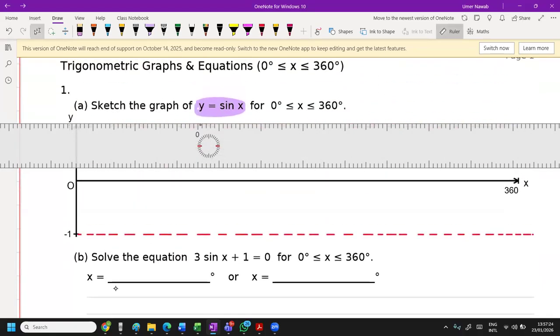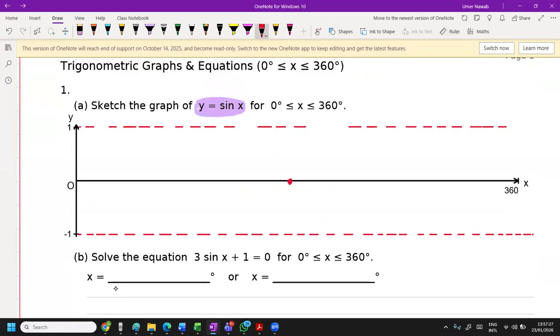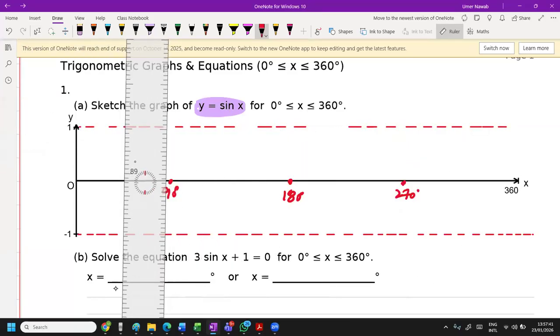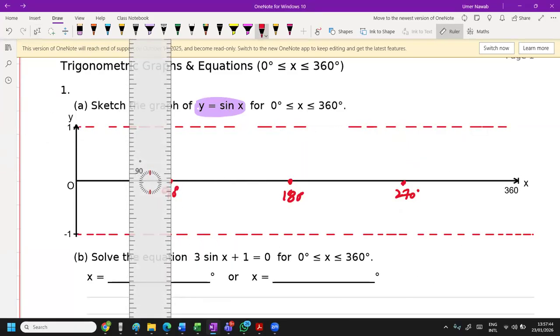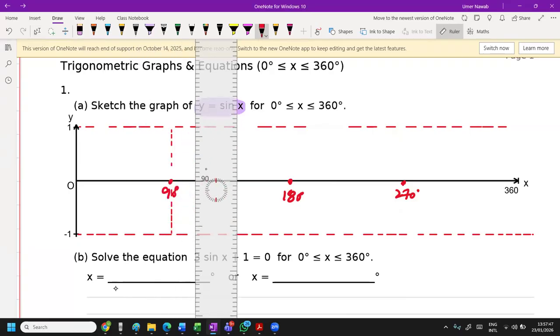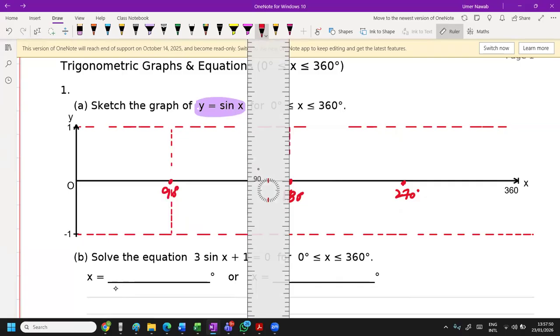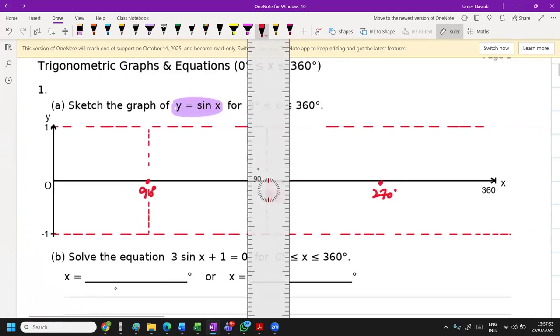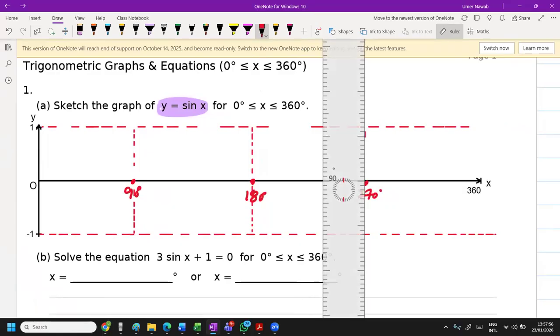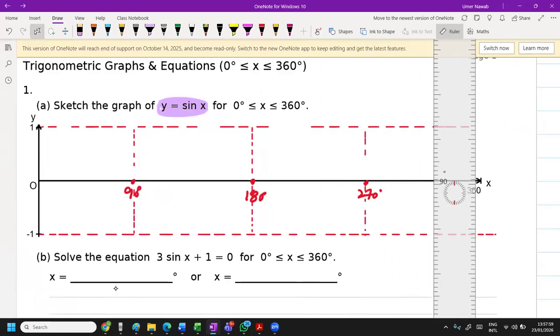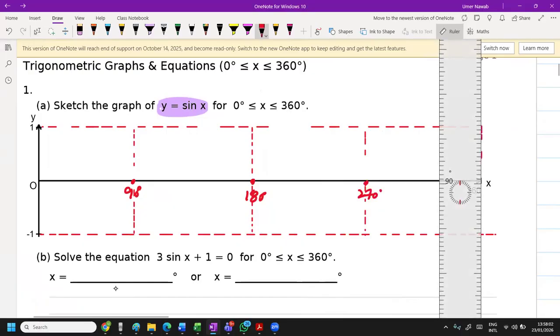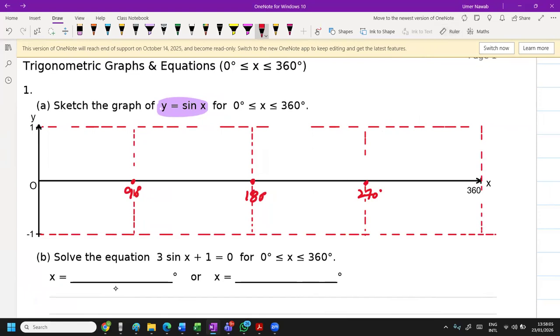After drawing the y equals 1 and y equals minus 1 lines, take the half of 360, which is 180. Half of 180 is 90. Half of 180 and 360 is 270. And now complete the grid in this way. Draw the vertical lines, but dotted, and also at the end, dotted.